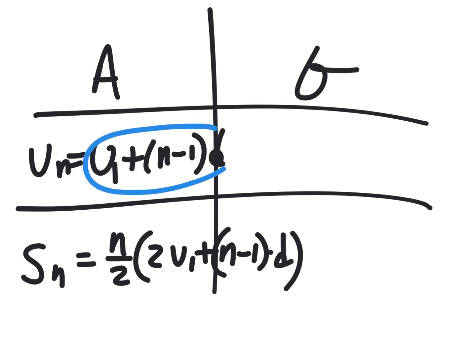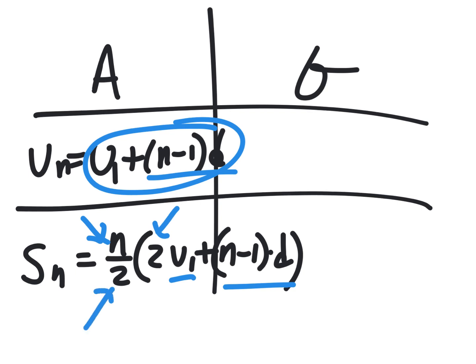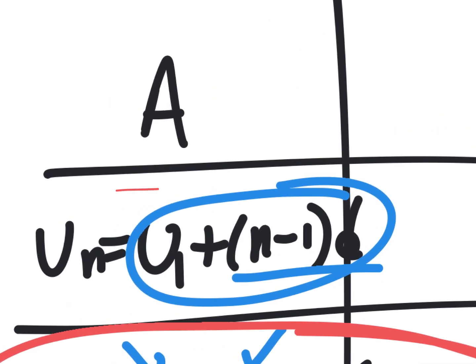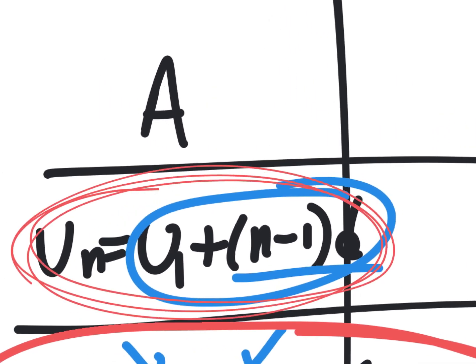Look, it's got a u1 in it, and it's got an n minus 1 times d in it. It's just that there's 2 of these, and you have to multiply by n, which is how many numbers there are, divided by 2. Okay, so it's a little more complicated formula for today. This is today's formula. What you did yesterday was this, or yesterday in terms of class.